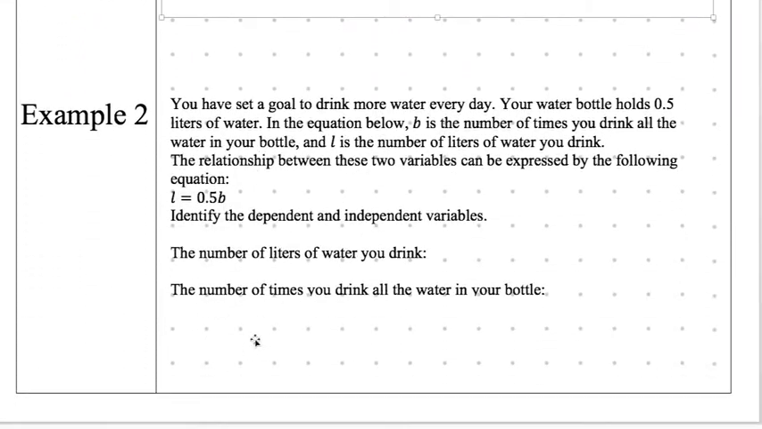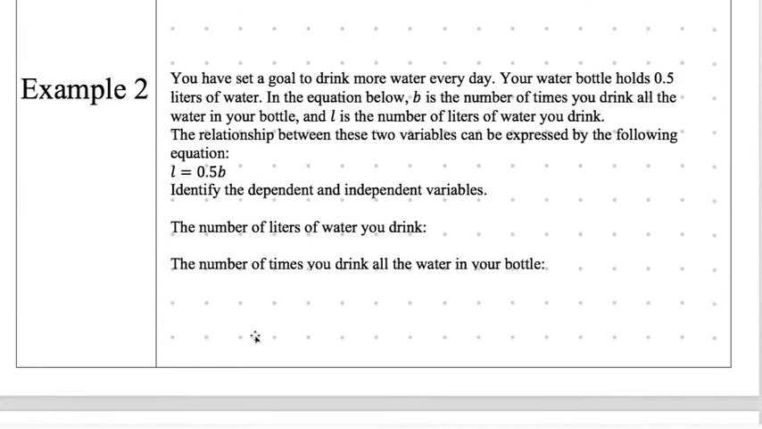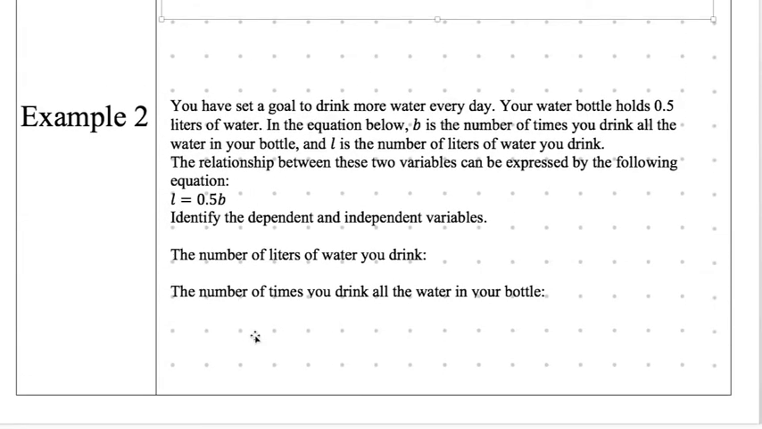All right, our second and final example, because we have nothing on the back. You have set a goal. Who wants to read example 2? For XP. Gunnar. You have to set a goal to drink more water every day. Your water bottle holds 0.5 liters of water. In the equation below, B is the number of times you drink all of the water in your bottle, and L is the number of liters of water you drink. The relationship between these two variables can be expressed by the following equation. L equals 0.5B.